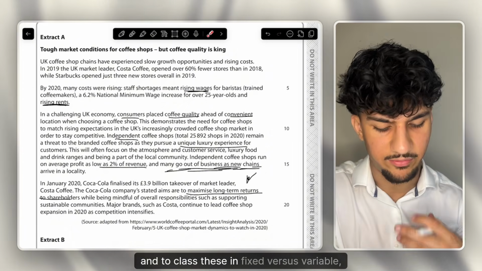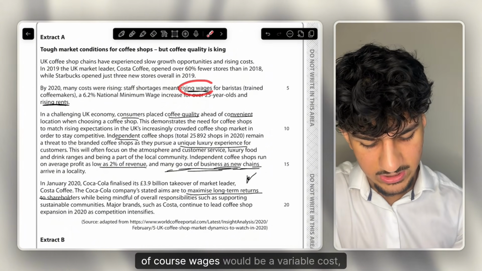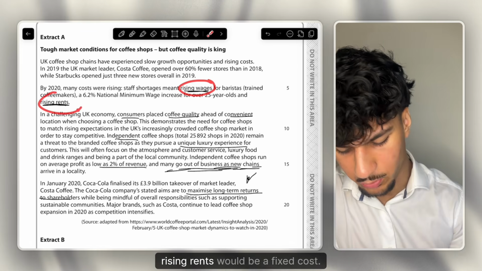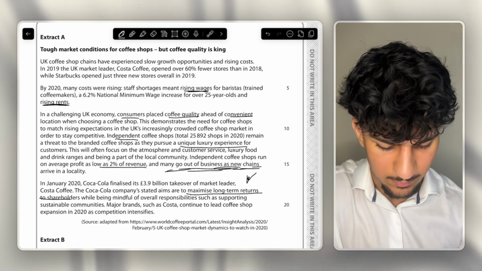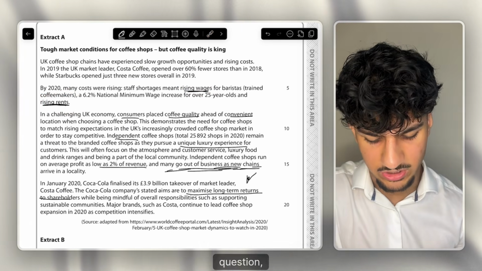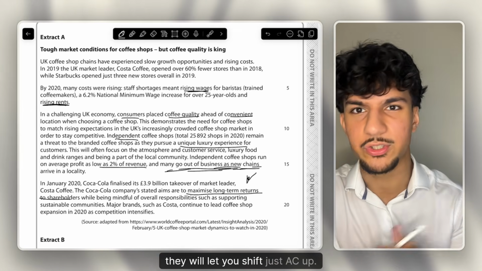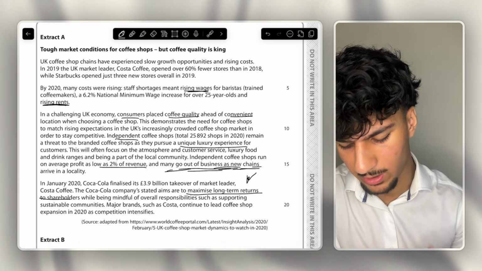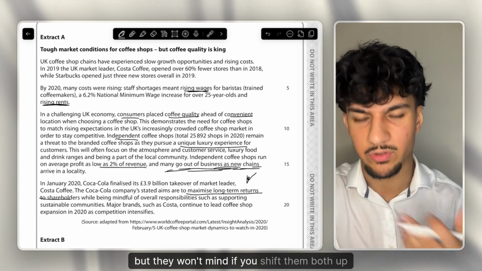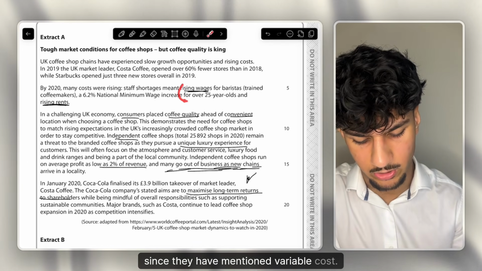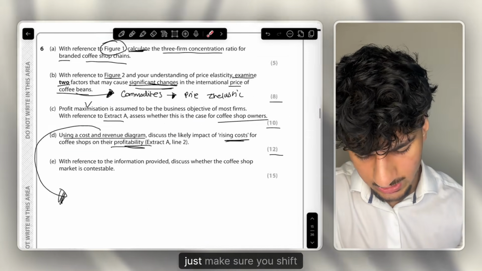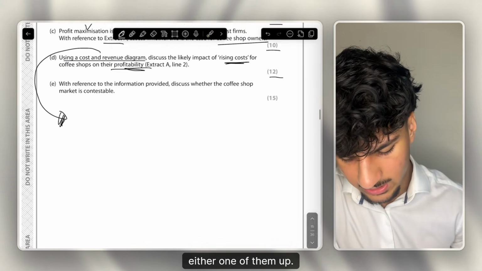And to class these in fixed versus variable, of course, wages would be a variable cost, rising rents would be a fixed cost. So that basically means I'm just going to shift them both up, since in this question, since they've mentioned both, they will let you shift just AC up if you're talking about fixed costs, but they won't mind if you shift them both up, since they have mentioned variable cost. So it doesn't matter which one you do, just make sure you shift either one of them up. So yeah, let's draw this out.